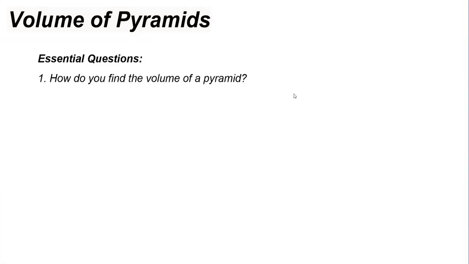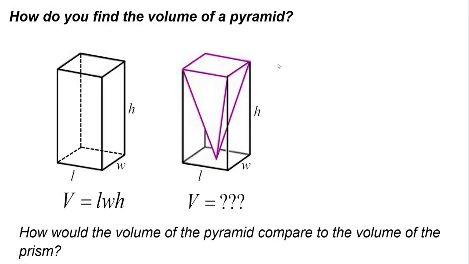In this video, we're going to be talking about the volume of pyramids. So our only essential question is, how do you find the volume of a pyramid? What we're going to do is compare pyramids to what we already know about prisms. And we know that the volume of a prism is the area of the base times the height, or in this case of the rectangular prism, length times width times height.